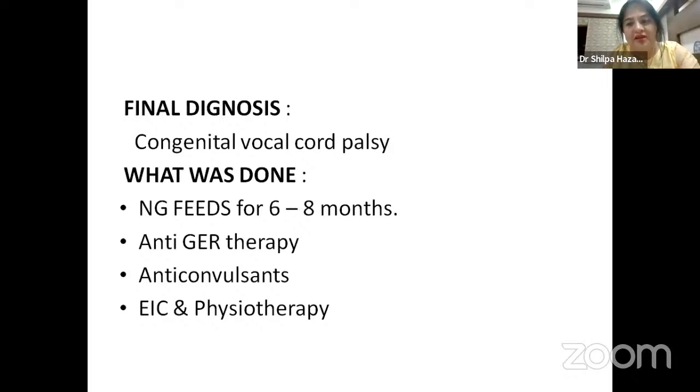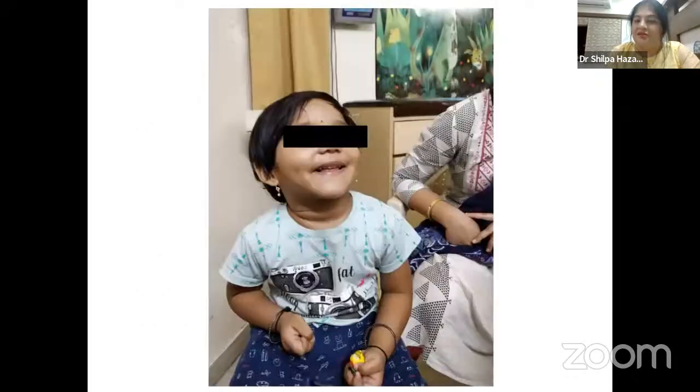So what we did, we just gave NG feeds to this child. We taught the parents how to give NG feeds, and this child was given NG feeds for almost 6 to 8 months. Anti-GR therapy was continued, anticonvulsants were continued, and physiotherapy and an early intervention clinic were advised to them. This child is a big child now and is almost near normal.